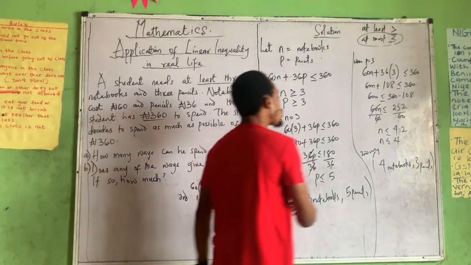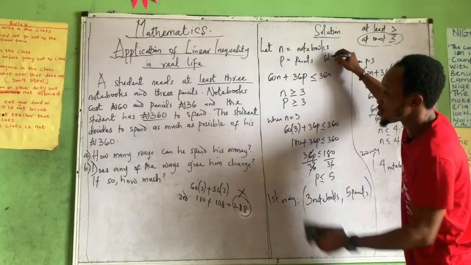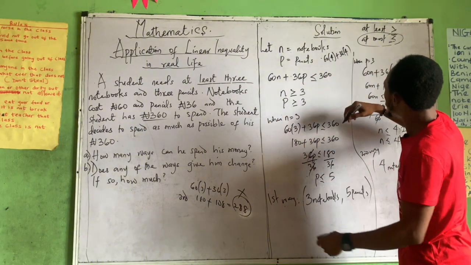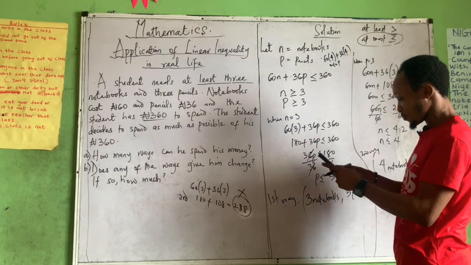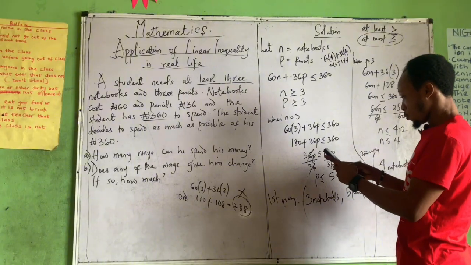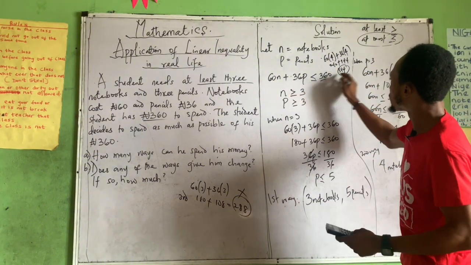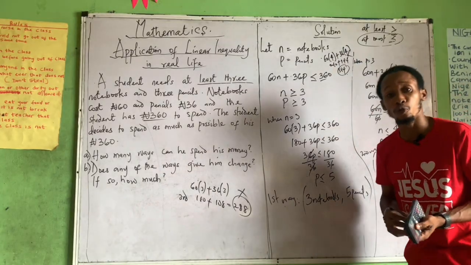So there are only two ways. Let's try 4 ways: 4 notebooks and 4 pencils. We have 240 here, and 36 times 4 gives 144 here. So plus 240, we have 384. This is more than the money he has. So he cannot buy 4 notebooks and 4 pencils.